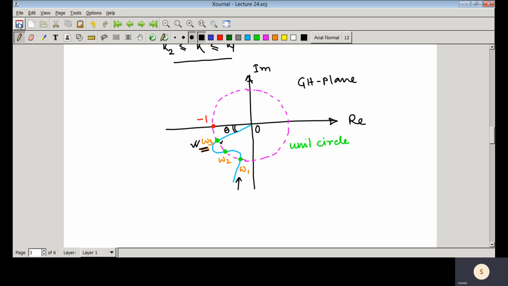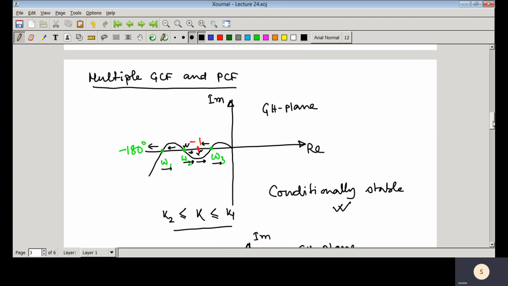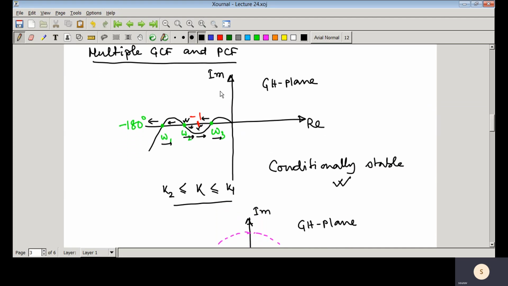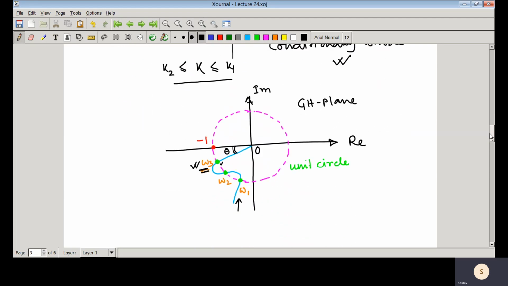So here we have discussed 2 things. Whenever you have multiple phase crossover frequencies, then this is a conditionally stable system, which means we can vary the gain only in some range. And whenever you have multiple gain crossover frequencies, we need to consider the frequency which cuts the unit circle closest to the critical point. At that frequency we consider the phase margin, and it gives us the relative stability information.